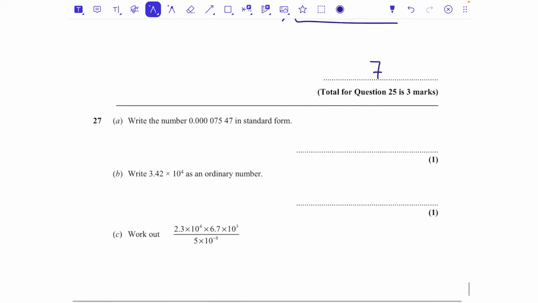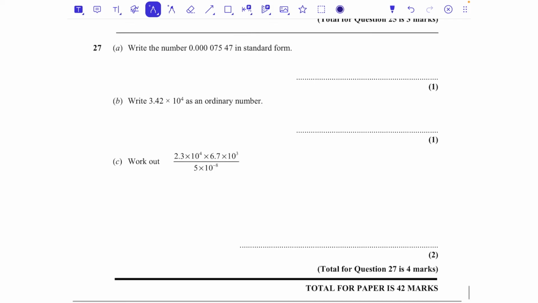Question number 27, and we've got standard form, last one on this paper. Write the number 0.00007547 in standard form. So standard form needs to be a digit between 1 and 10. It can be 1, but it can't be 10. So I'm going to use the digits that we've got here, and that's going to be 7.547. Always standard form is times 10 to the power of something.